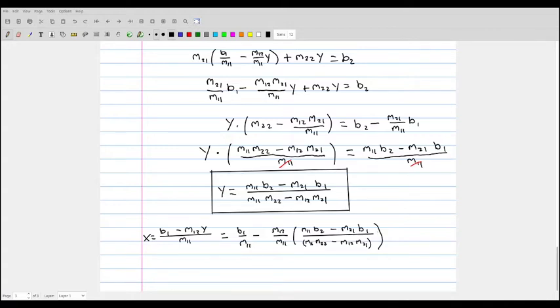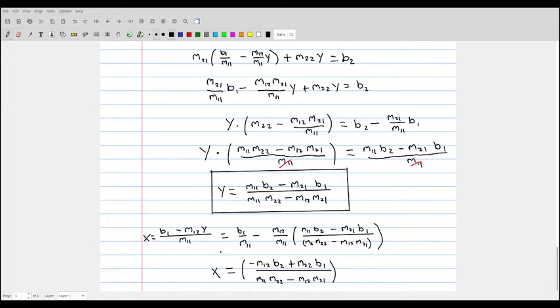And when we bring this to a common denominator, and after a little bit of algebra, what we'll end up seeing is that this is going to be exactly equal to the fraction negative m12 times b2 plus m22 times b1, all divided by m11 times m22 minus m12 times m21.